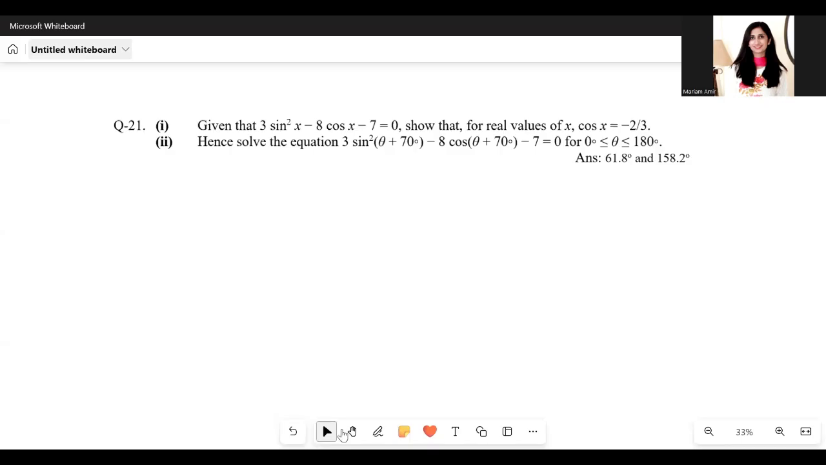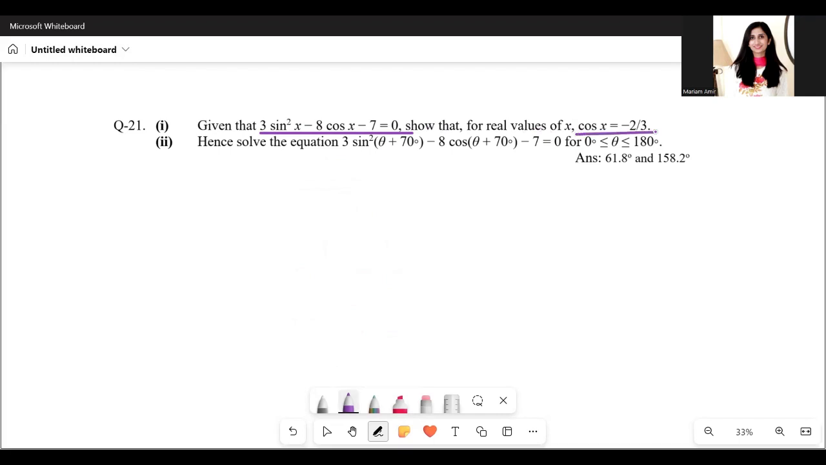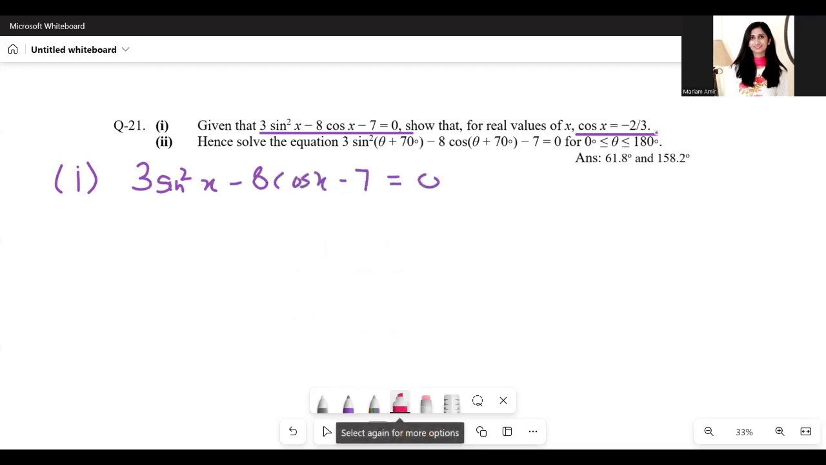This question says that given that 3 sin squared x minus 8 cos x minus 7 is equal to 0, you have to show that for all real values of x, cos x is equal to minus 2 over 3. Okay, let's see what we need to do. We have 3 sin squared x minus 8 cos x minus 7 equals 0, right? So firstly, we will need to change this into cos squared x so that we have a complete cos equation and not a sin and cos equation.